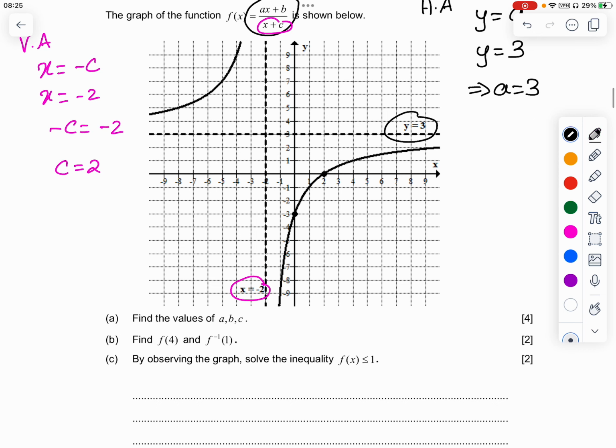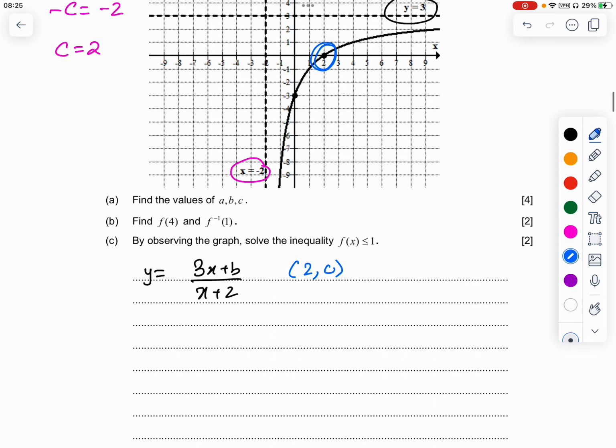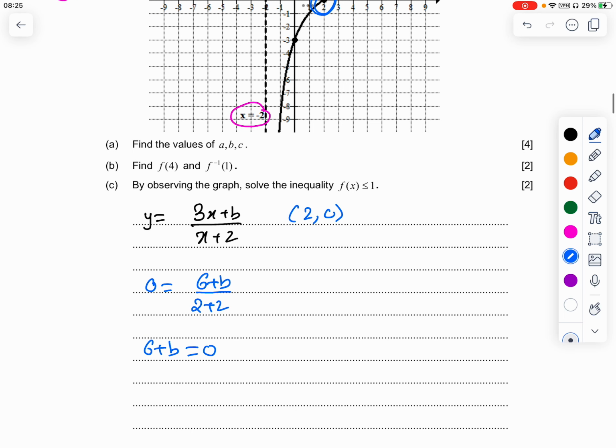So what does the equation become now? Y equals 3x plus b divided by x plus 2. Now we know that it is passing through this point, 2 comma 0, which is the x-intercept. So plug in that one. So 0 equals 6 plus b upon 2 plus 2. So 6 plus b equals 0. So what do I get from there? B equals negative 6. So I got the values of a, b, c. So my equation now becomes y equals 3x minus 6 upon x plus 2.